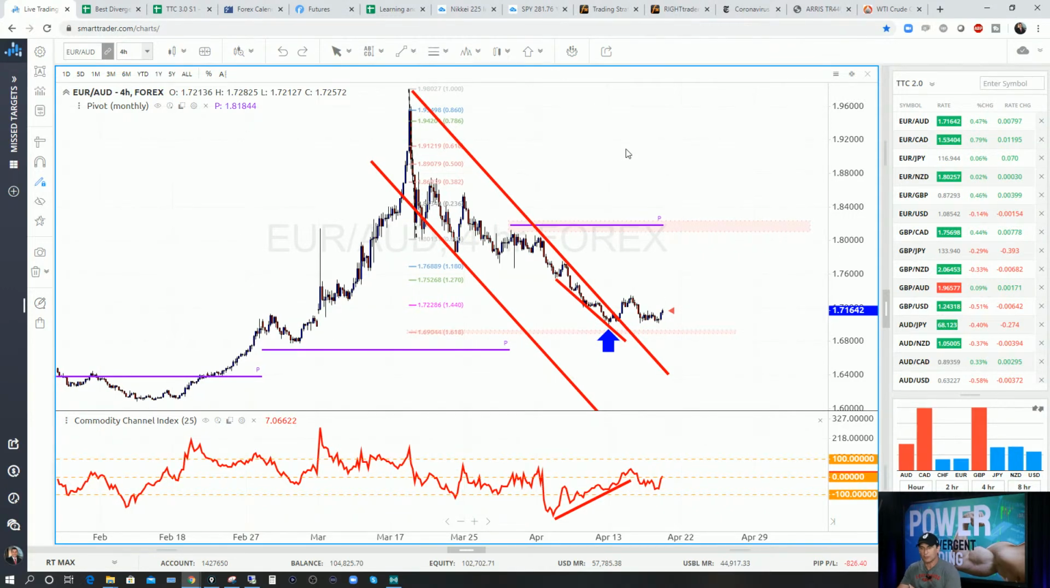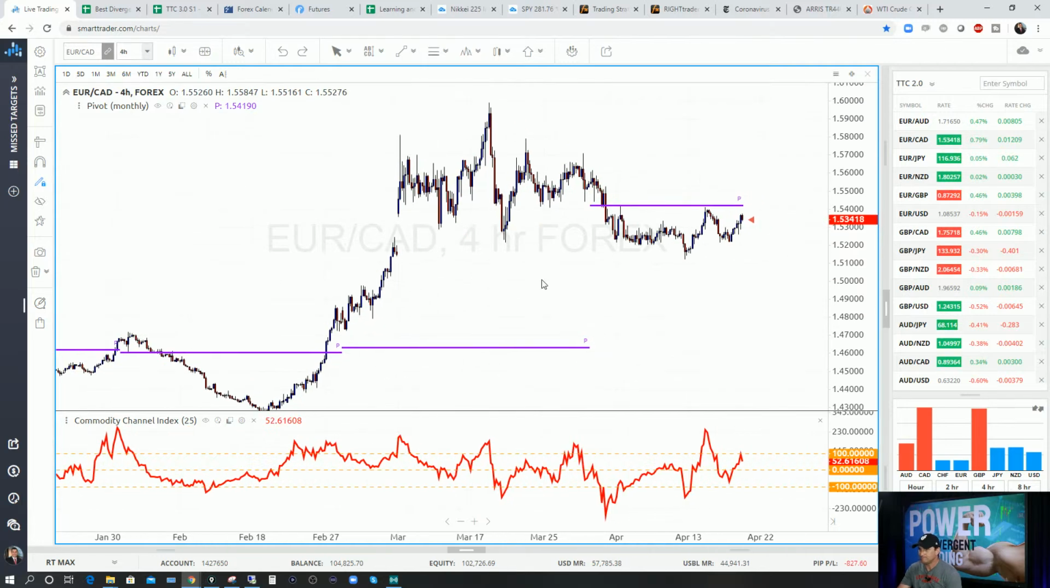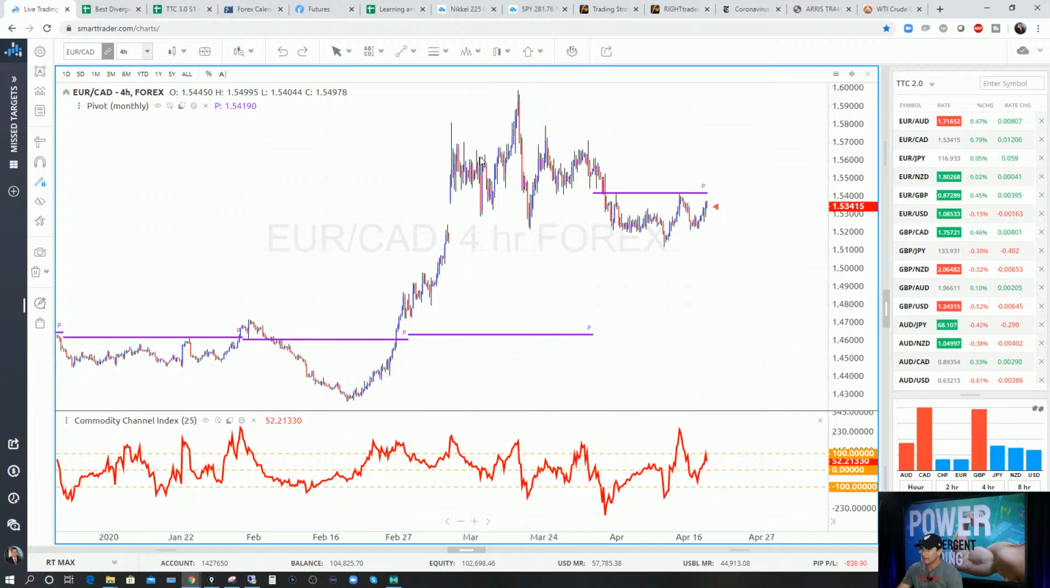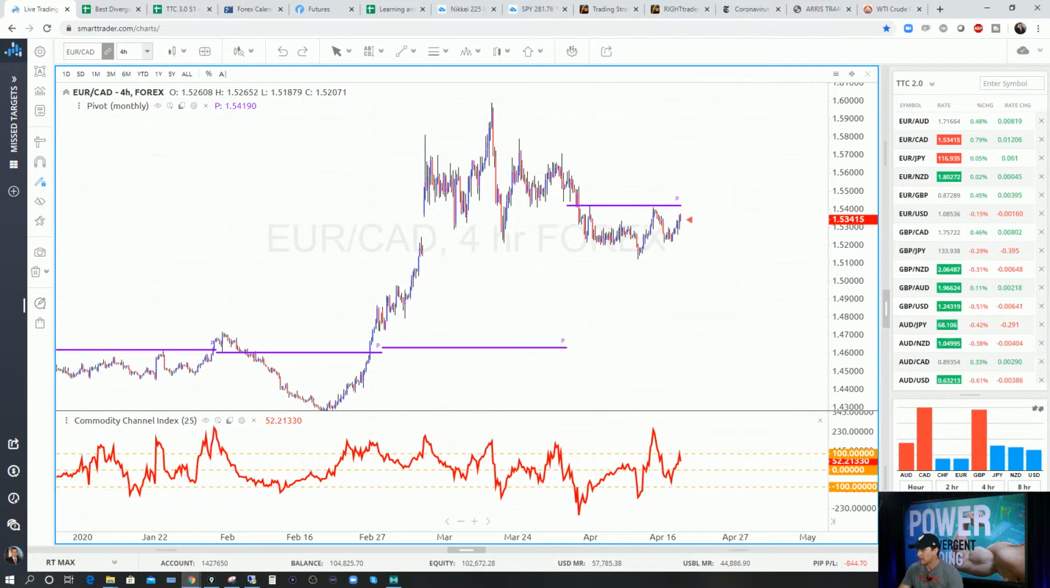But I'm not going to just look at this right here. I'm going to look for a couple of pairs. So let's go ahead and take a look at a few more. Here we have Euro CAD. Euro CAD 4-hour time frame. Again, I'm looking for divergence. I'm not looking for something that's already happened. I'm looking for something that's currently happening right now.